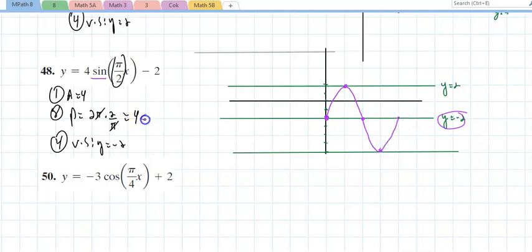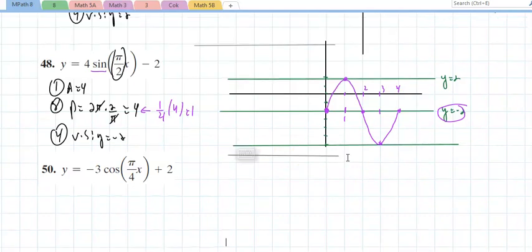I'm going to take 1/4 of the period, multiply by 1/4, that's 1. So this is 1, it's really here. This is 2, this is 3, and this is 4. There it is. I'm going to cover all different combinations you could ever come across.